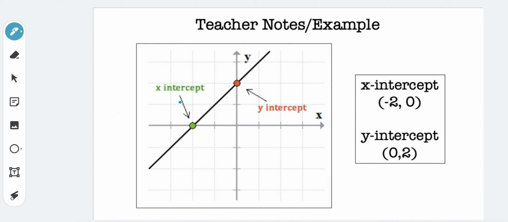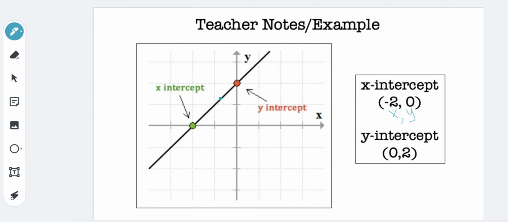Now the x-intercept is where the graph touches the x-axis. Right there. So the location of the x-intercept is -2 and 0. And the important thing to remember about this is that the y value is 0 because the point doesn't go up and down. It's staying right on that line, right? So -2 is the x value, and more importantly, the y value is 0.